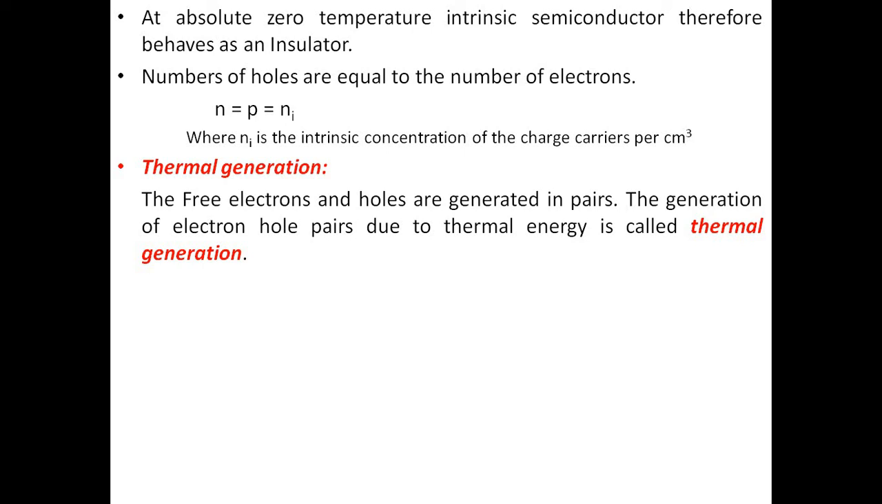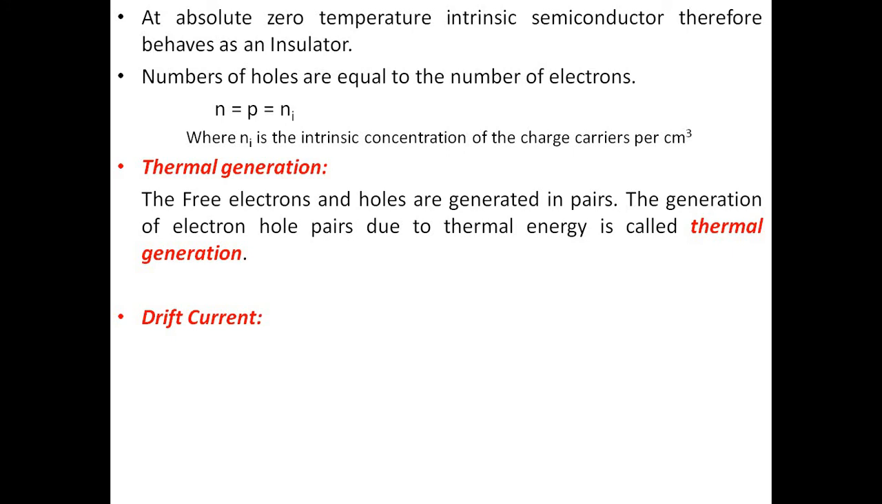We have already mentioned that at any point of time, the total number of free electrons and the total number of holes are always equal. If I have one free electron, one hole is created. If 4 free electrons are there, 4 holes are created. That is the basic principle in case of thermal generation.